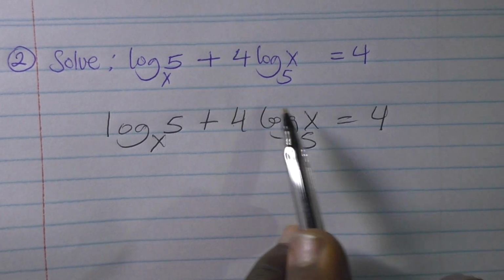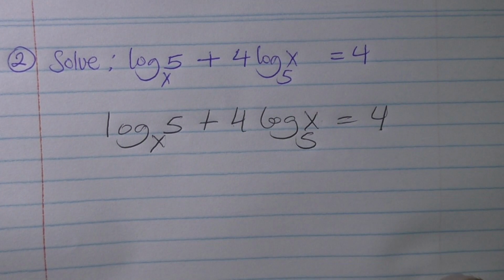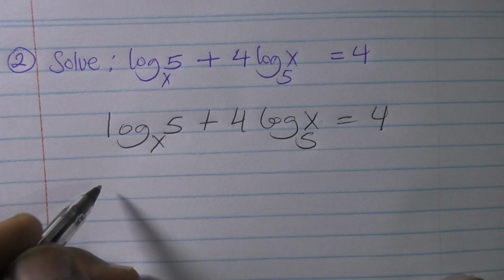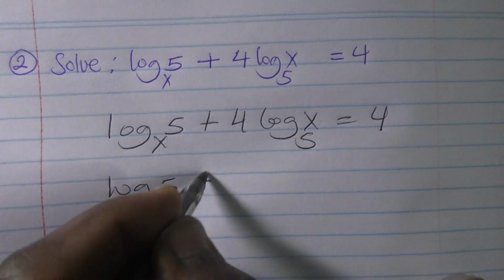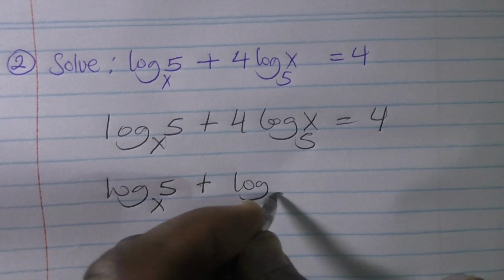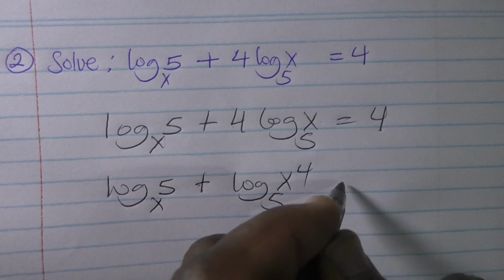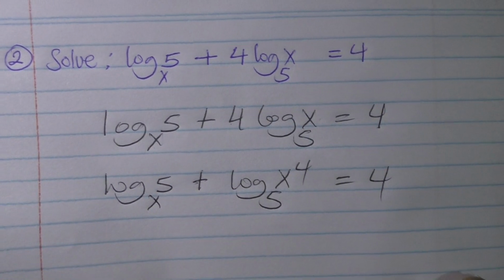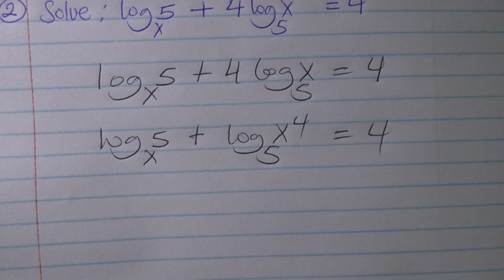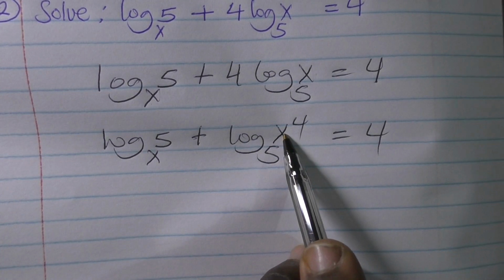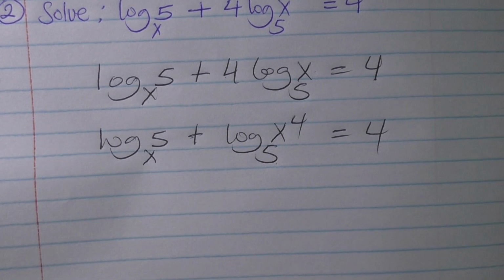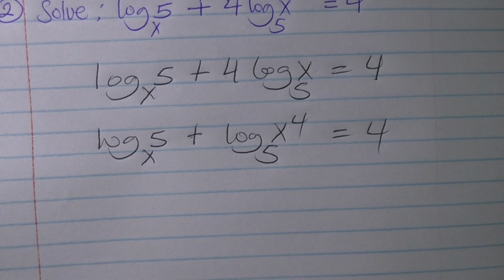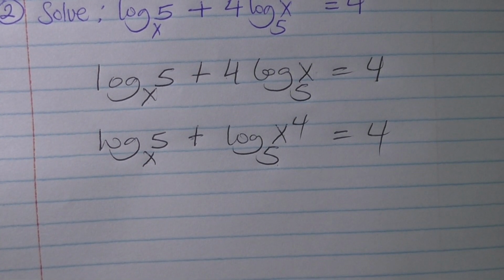However, this 4 will come and power this before we do anything. That is to say, we shall have log x power 5 plus log 5 x power 4 equaling 4. After that, we can choose whether to change this to base x or to change this to base 5. I would prefer that I change this to base 5.